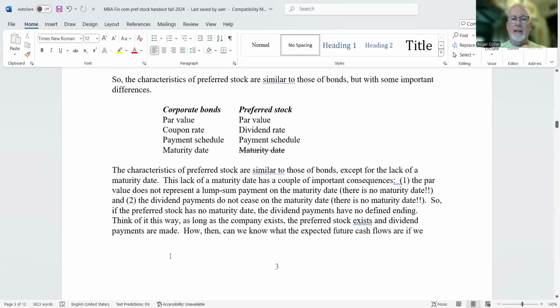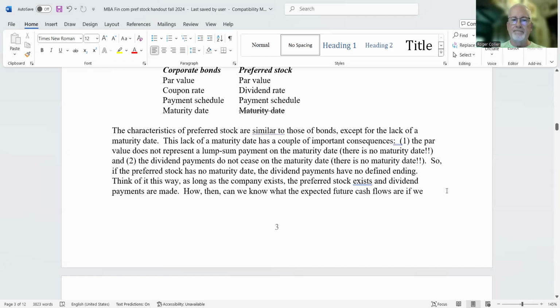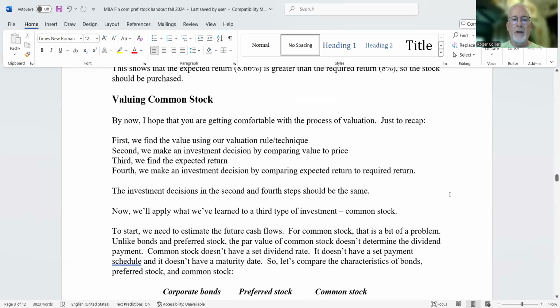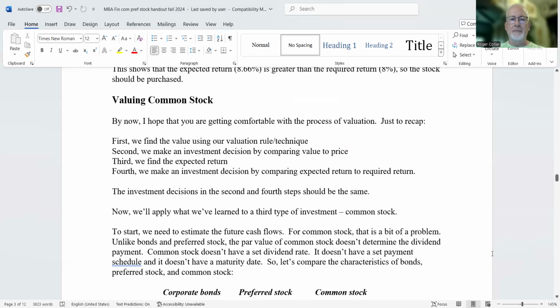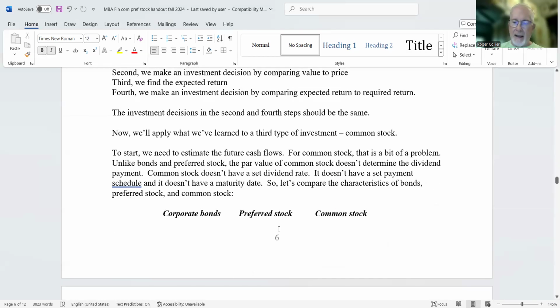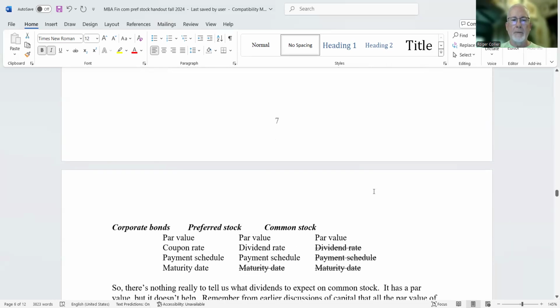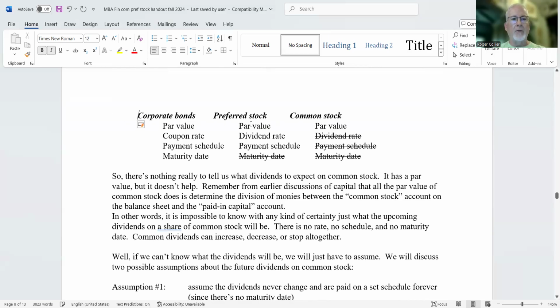All of which then brings us to common stock. On page 6 of the handout is where we start talking about common stock. You can see I have the same little table, only now including corporate bonds, preferred stock, and common stock. Bonds had all 4 of those characteristics: par, coupon, payment schedule, maturity date. We knew what to expect.